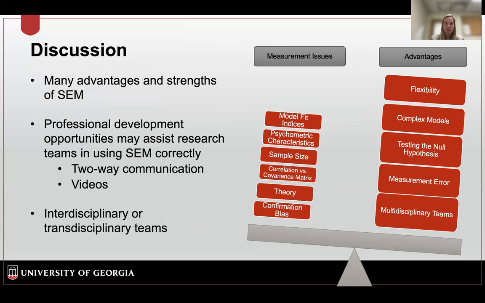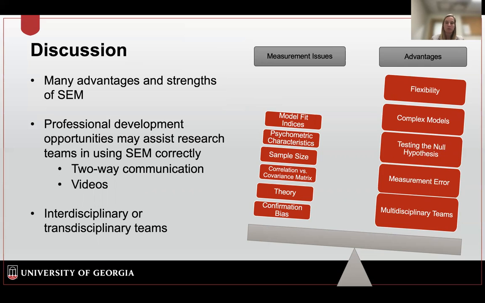End discussion. Considering the advantages of SEM over other statistical techniques like those in the GLM, researchers should capitalize on the strengths of SEM. However, there are measurement issues that new or untrained SEM researchers must be aware of so that management decisions for or communication about international agriculture are not misrepresented.